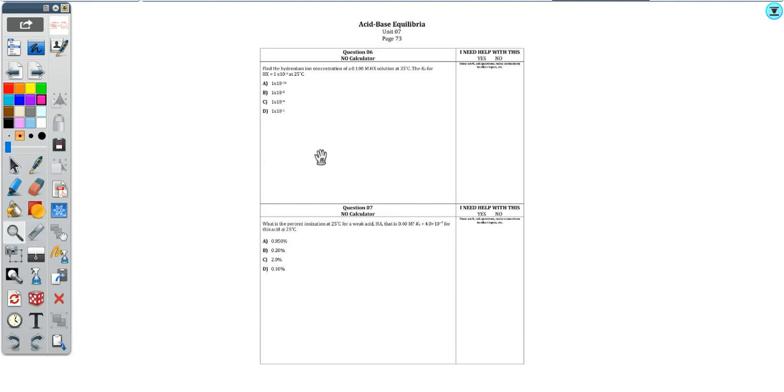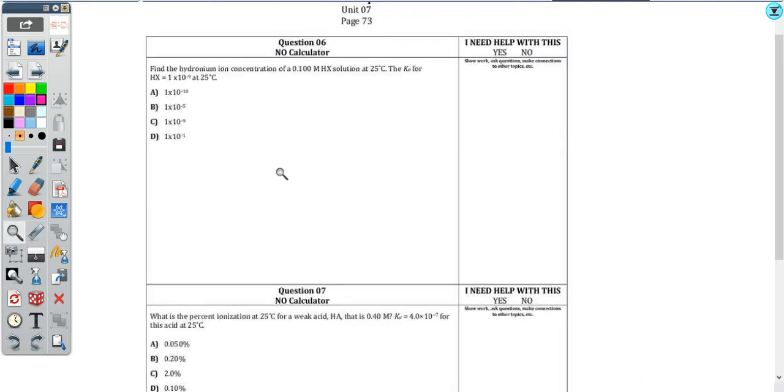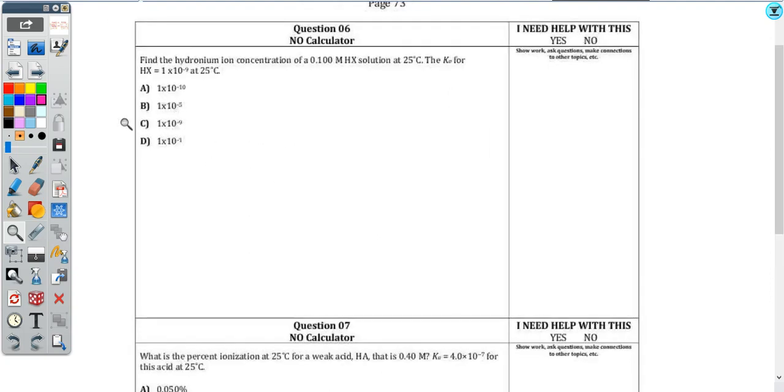All right, next it's going to be some math time. Always really fun without a calculator. It says find the hydrogen or hydronium ion concentration of a 0.100 molar HCl solution at 25 degrees Celsius. The Ka is 1 times 10 to the minus 9.